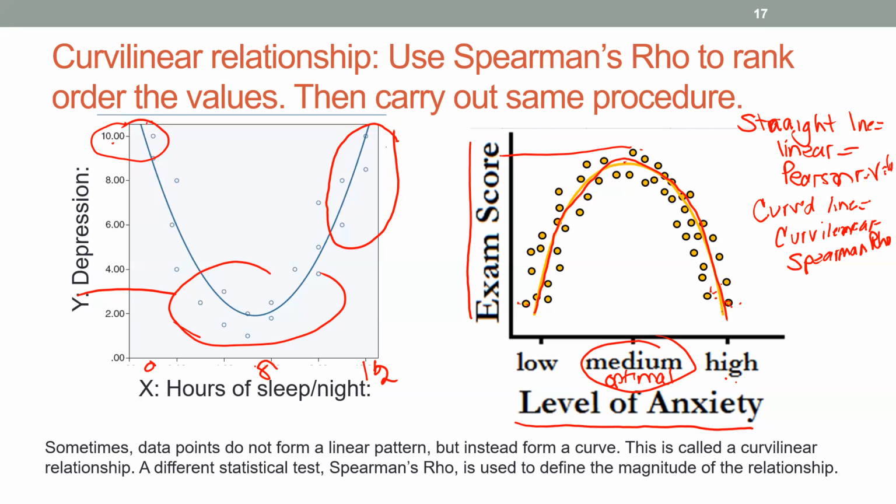And I used social anxiety. I should have used social skill. So with no drinks, their social skill might be low. After they have a drink, it might be a little bit better. But if they continue to have drinks, then it's going to get low again. So those are curvilinear relationships.